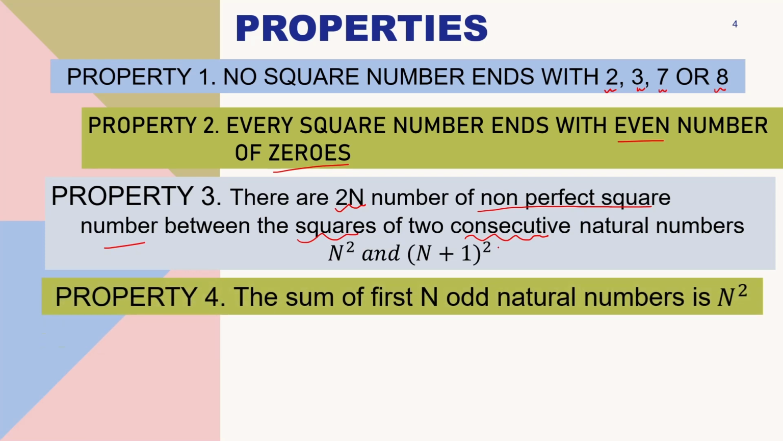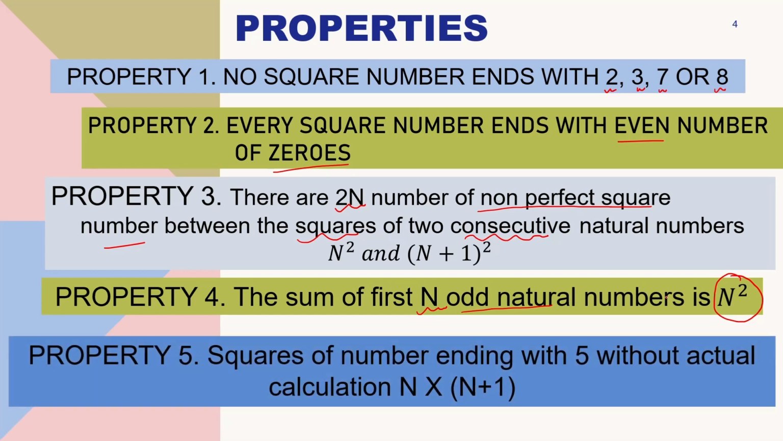Property number 4 says the sum of first n odd natural numbers, there shouldn't be any gap, is n square. You need to count how many odd natural numbers are there. Just square it. That will be the sum without actually calculating the sum.